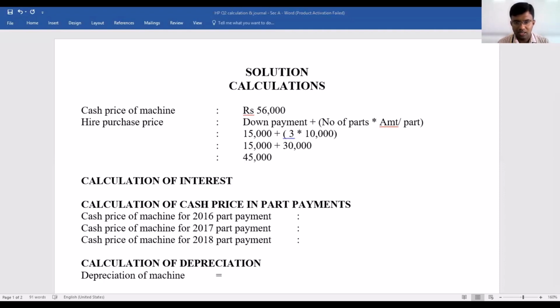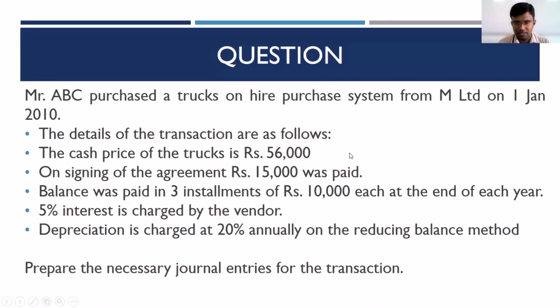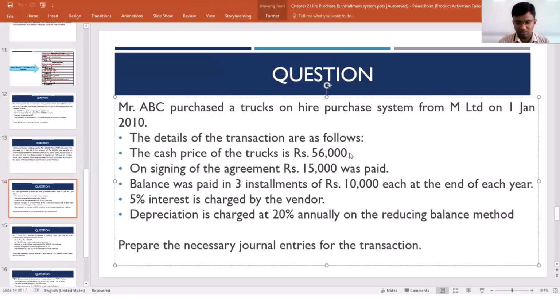Okay, one small correction in the question, dear students. The part payment amount is 15,000. There is a small correction to that. The part payment is 15,000. Please make a note of that.